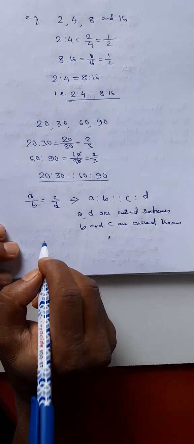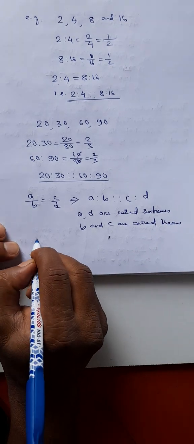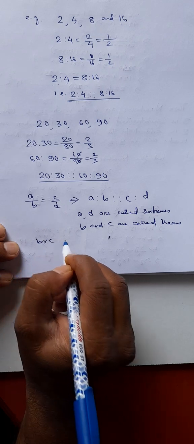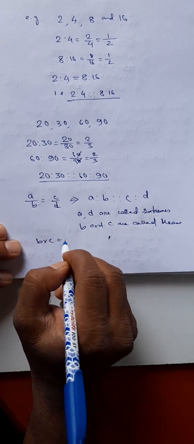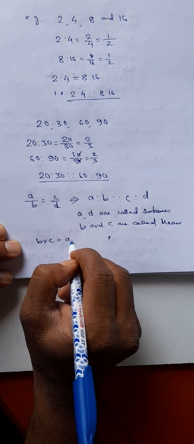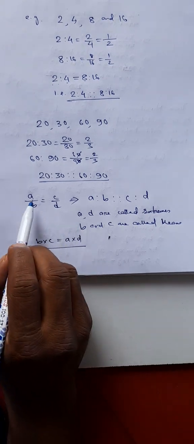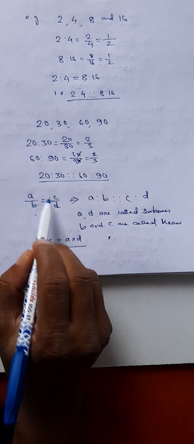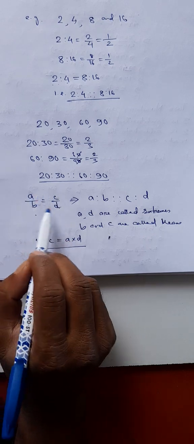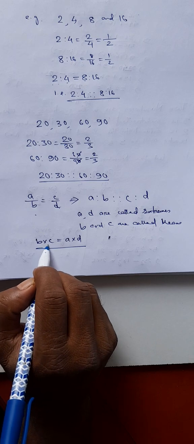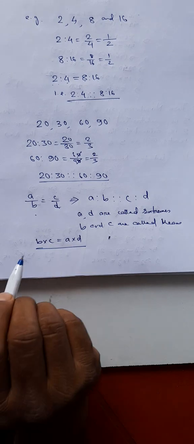Now you see the product of the means. What is the product of the means? B multiplied by C. And what is the product of the extremes? A multiplied by D. So product of means equals product of extremes. Just cross multiply: A by B equal to C by D, AD equal to BC. Product of the means equals product of the extremes.